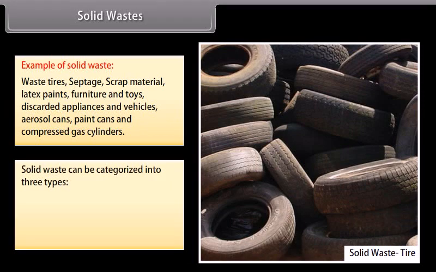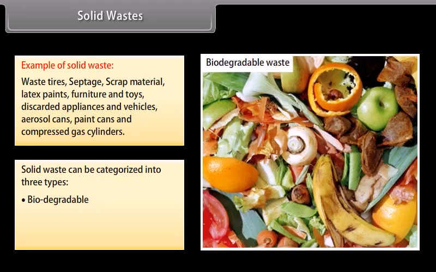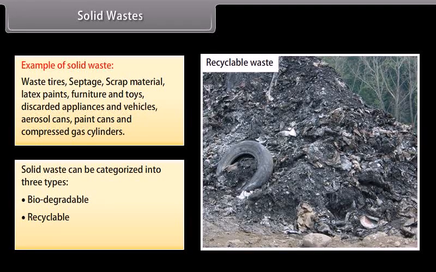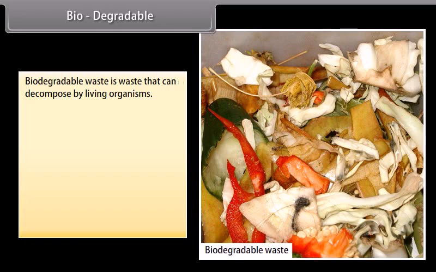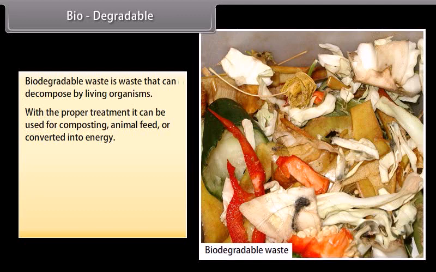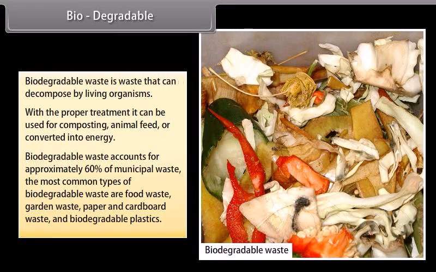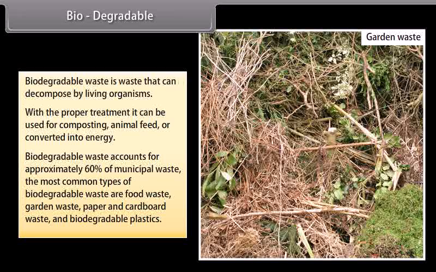Solid waste can be categorized into three types: biodegradable, recyclable, and non-biodegradable. Biodegradable. Biodegradable waste is waste that can be decomposed by living organisms. With proper treatment, it can be used for composting, animal feed, or converted into energy. Biodegradable waste accounts for approximately 60% of municipal waste. The most common types of biodegradable waste are food waste, garden waste, paper and cardboard waste, and biodegradable plastics.